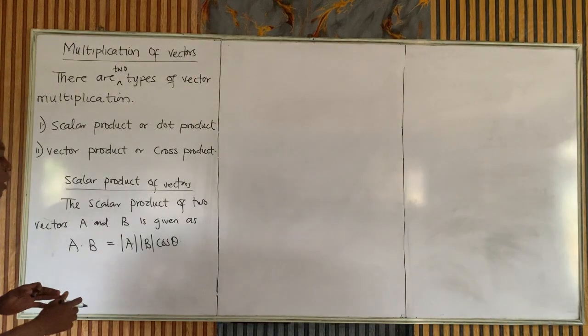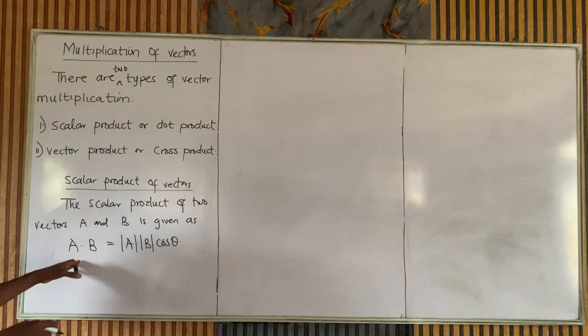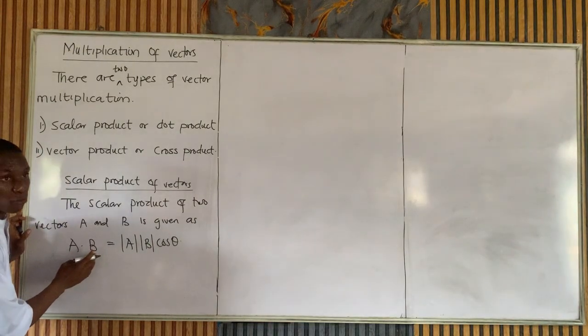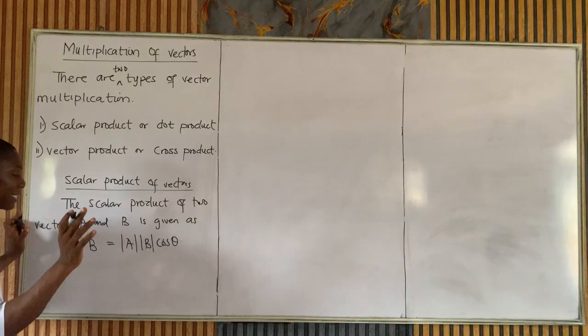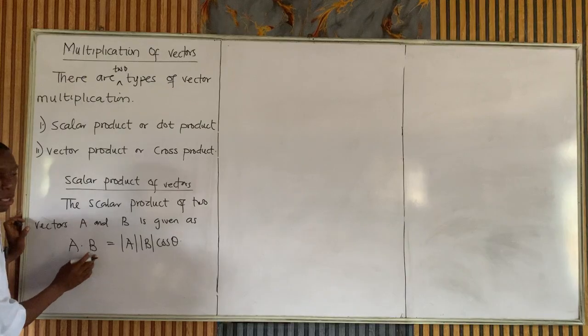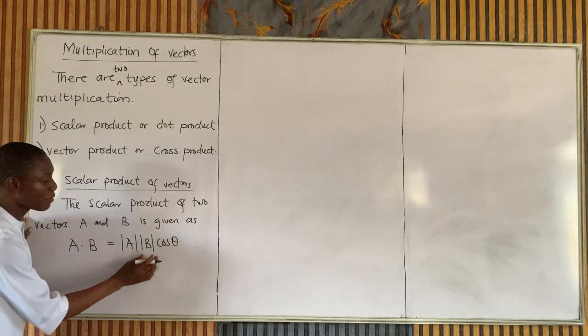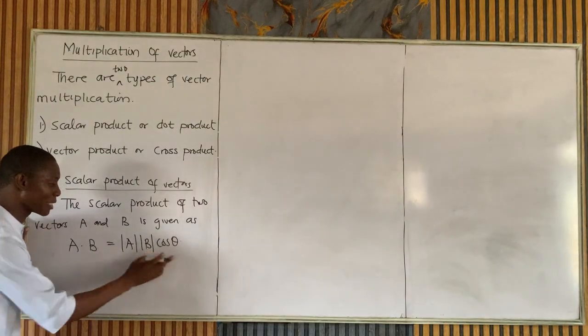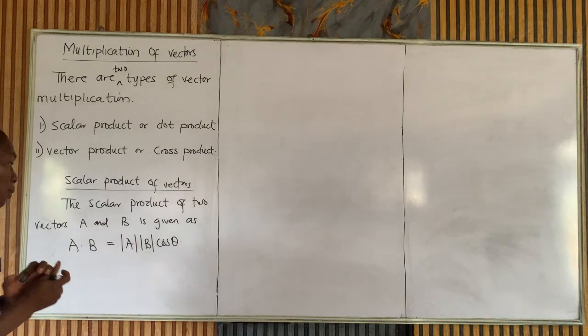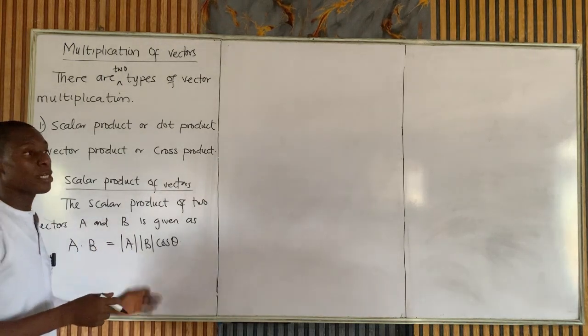Now, take note that when you are carrying out the dot product, it means that you can carry out the dot product of two vectors by either carrying out the dot product of the A and B, or taking the magnitude of A, taking the magnitude of B times cos theta. Either of these two ways will give you the same answer, and that's how to carry out the dot product. You either use this method or use this method.